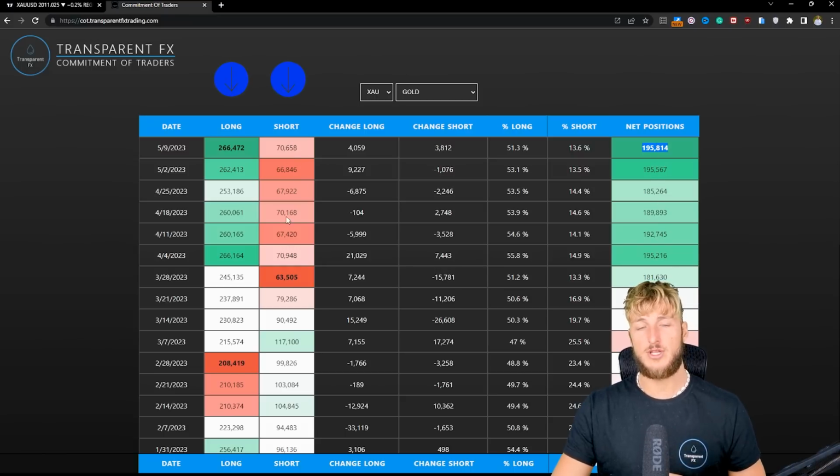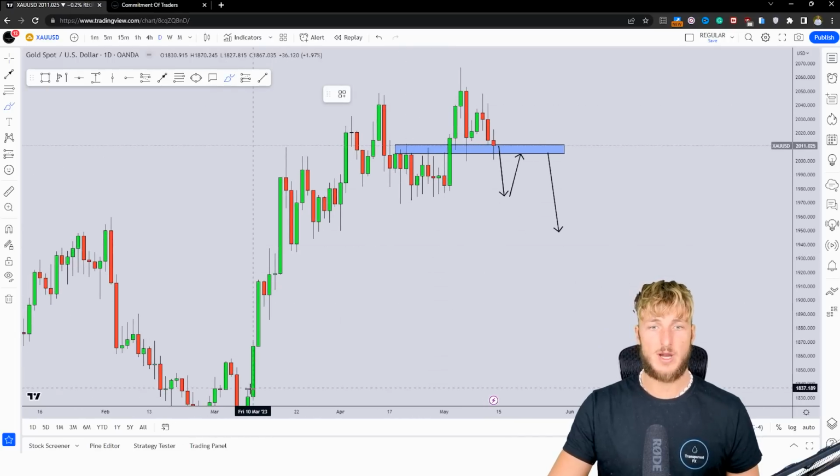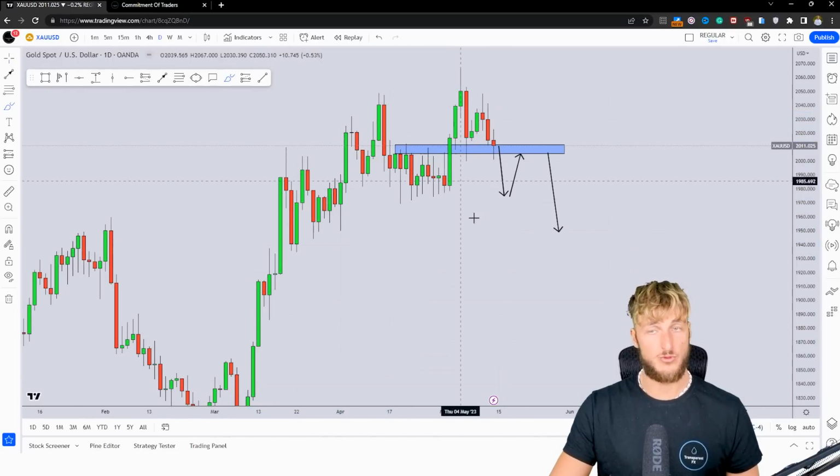In fact, if we look at the shorts, we can see how with the last report we went from 63k to 70k shorts. Longs went from 208k to 266k. So clearly gold is getting longed from an institutional perspective way more than it is getting shorted, which is also the reason it is getting stronger, with the market clearly creating this massive move to the upside.